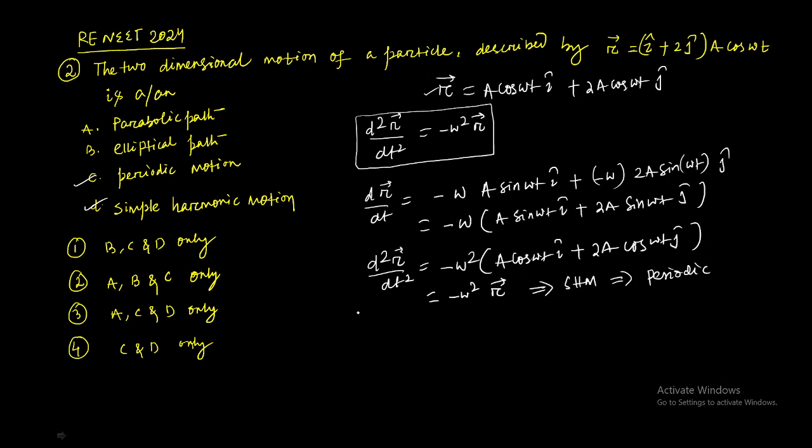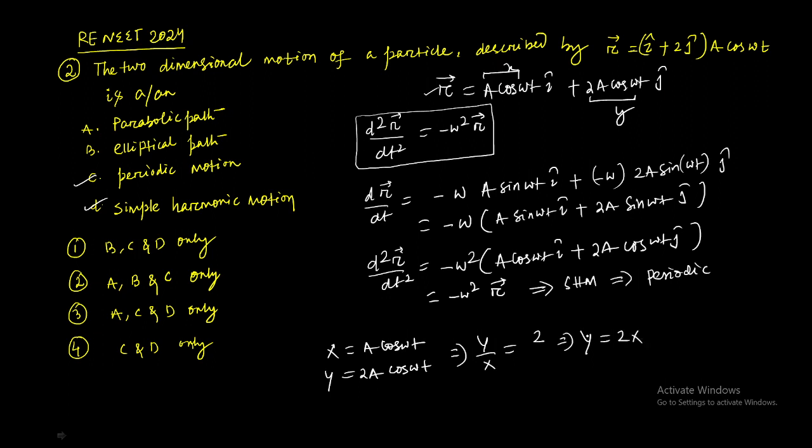Now talk about the path. I am taking this one as x and this one as y. So x equals A cos omega t, y equals 2A cos omega t. Y by x is equal to 2, which implies that y equals 2x. So this is a straight line. The path will be a straight line. But in the options there is no straight line, so options C and D will be correct. So the fourth will be correct.